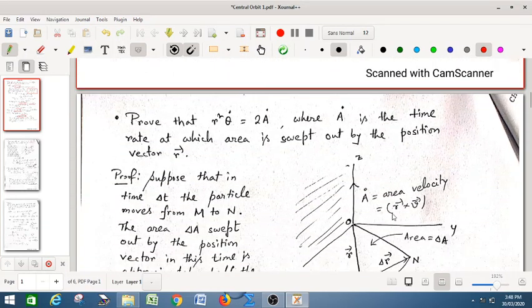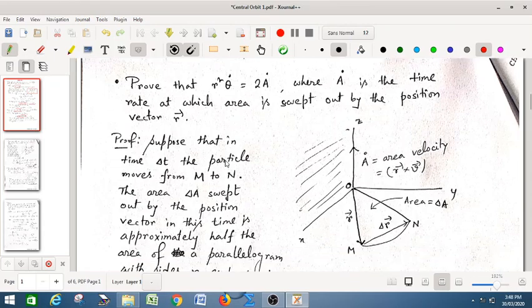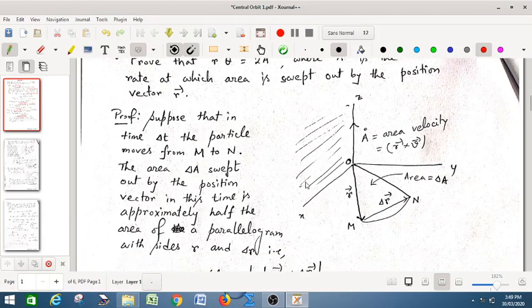This is also a very important result, that r squared theta dot is equal to 2 A dot. What is A dot? A dot is the time rate at which area is swept out by the position vector r. So there is a three-dimensional diagram. Suppose that in time delta t, OM is the r vector, and in time delta t let N be the position of the particle, that is, the particle moves from M to N. That is given by delta r.